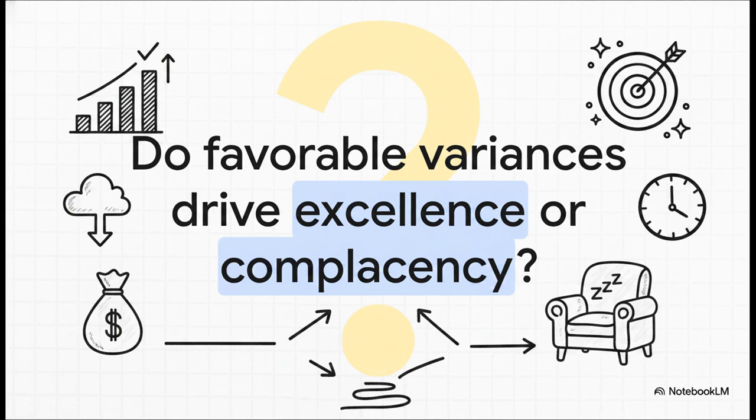In variance analysis, a favorable variance simply means that your actual costs were lower than your standard costs. Naturally, people love seeing favorable variances, but I want you to really ask yourself, if your cost variances are always perfectly favorable month after month after month, are your currently attainable standards actually driving excellence? Or are your standards just set way too low, masking widespread operational complacency? It's a really fine line between an attainable target and an easy one.